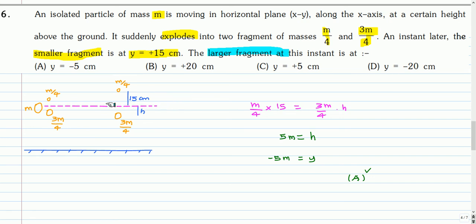So for the center of mass to be at this height, m by 4 into 15 should be equal to 3m by 4 into h. So from this we get h as 5 meters. But h is below the initial position of center of mass, so y is minus 5 meters. So the correct option is option E.